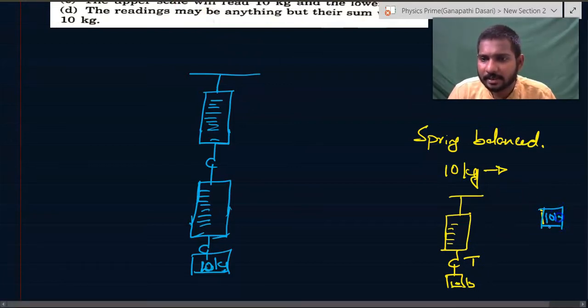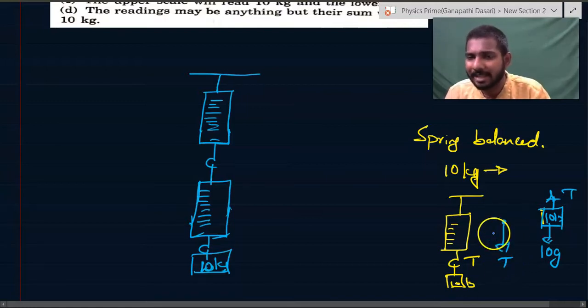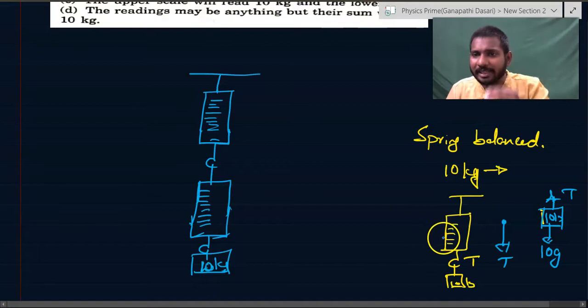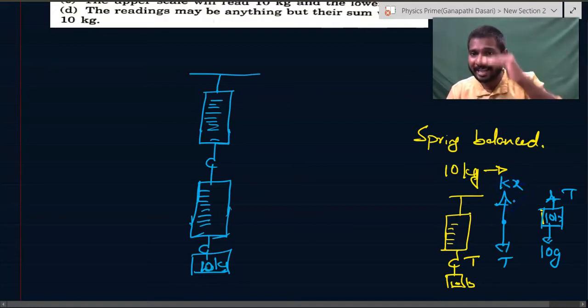For the 10 kg block, there will be 10g downwards and tension upwards. The same tension will try to pull the spring balance. If I draw a free body diagram, the same tension pulls the spring balance, and the spring gets extended by a distance x. The spring force will be in the upward direction, because the spring gets expanded by the tension downwards.